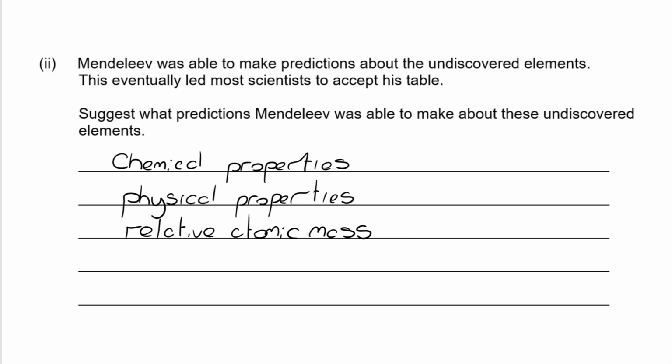You could also have spoken here about the relative atomic mass, that he would have predicted what the atomic weight or the atomic mass would have been. He wouldn't have predicted the atomic number, because at that point we weren't working with atomic number. He'd organised it in terms of atomic weight.